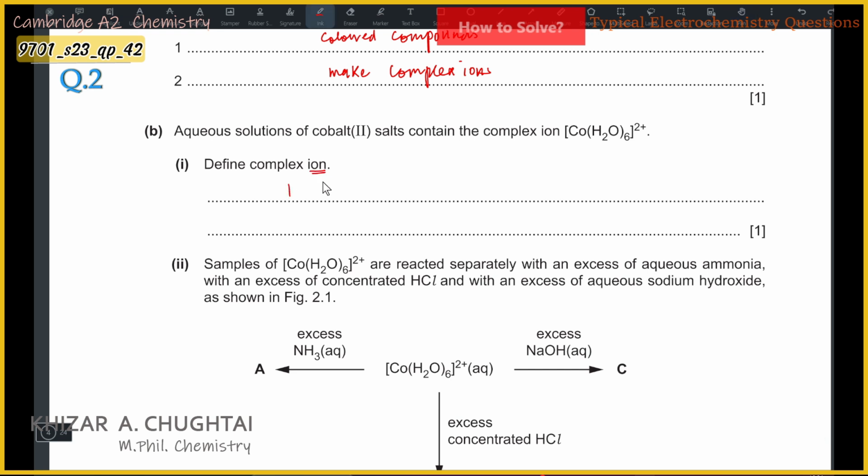As it is asking about the ion formed by the dative bonds between metal ion and ligands, that type of ion is called a complex ion.